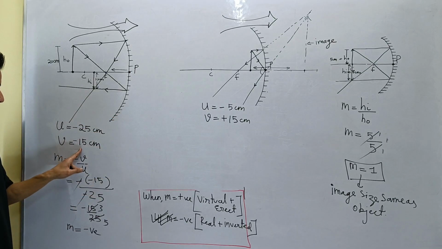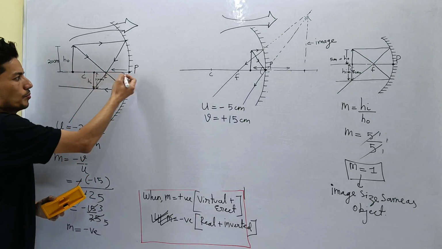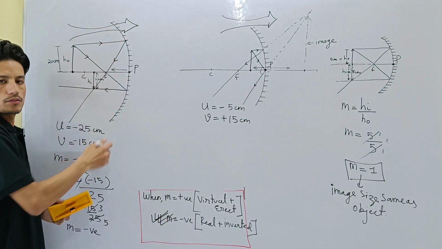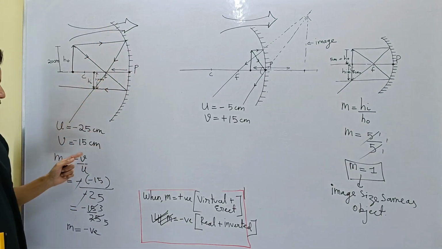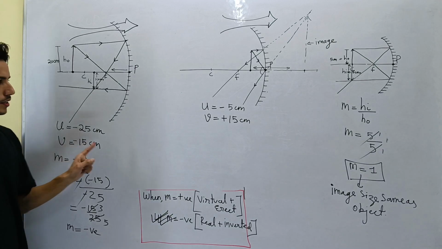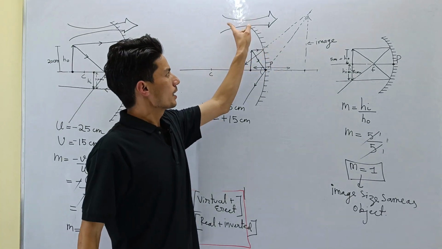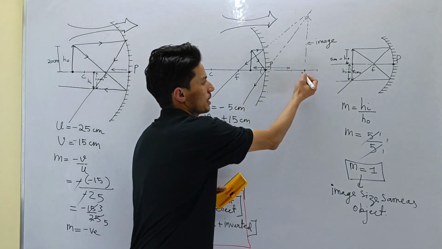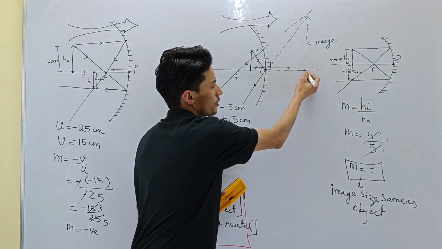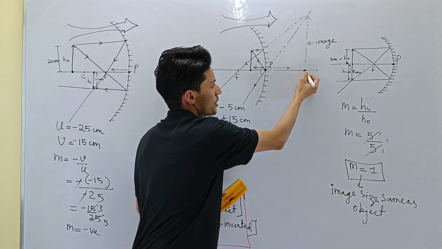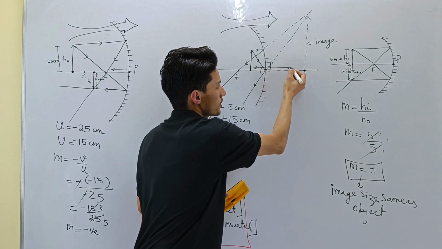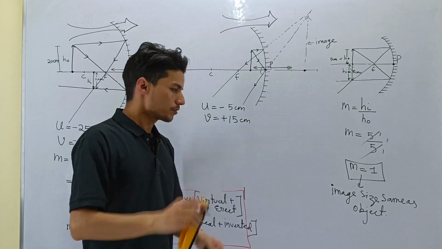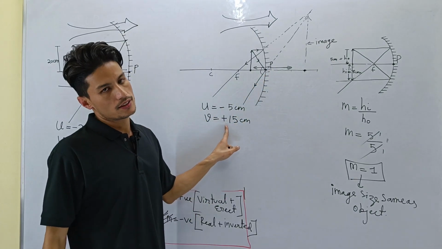How positive? Here we are getting negative, there we are getting positive. Here we are getting negative because the image is from here. Pole is here, image is here. You are moving like this. Your direction of movement with respect to the direction of light is opposite, so you will get negative. That is the rule. But here, the direction of light is from left to right, and you are also moving from left to right because the image is here. You are starting from here, going like this. So your direction and the direction of light are along. So this time you will get positive.